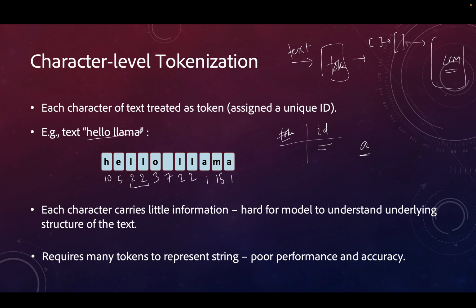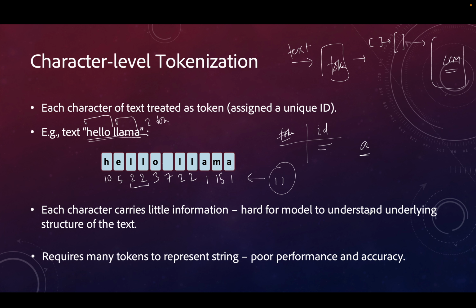This "hello llama" is a pretty small string, and you see that we already have 5 and then 5, 11 tokens to represent this small string. If we had word level tokenization, we would have just 2 tokens as compared to 11 here. So it hampers the performance as well as the accuracy.